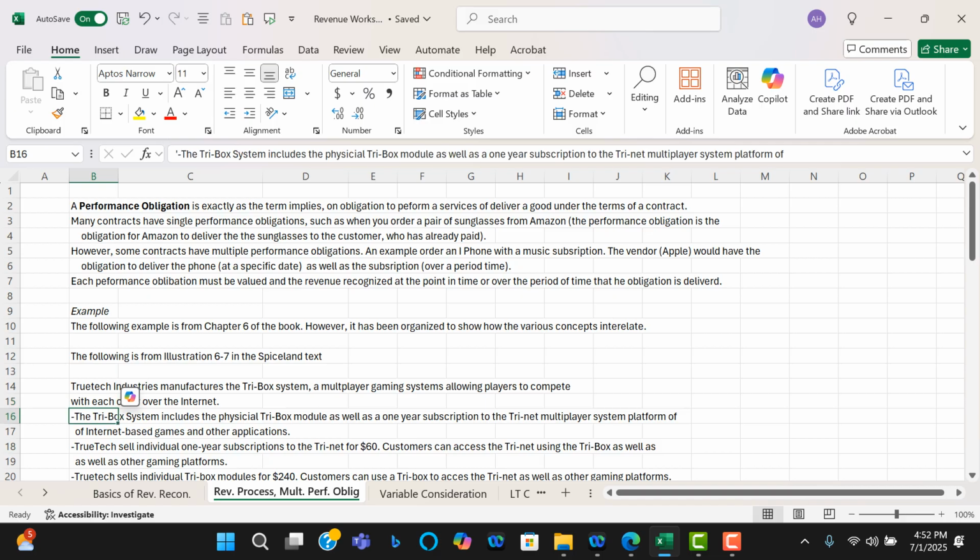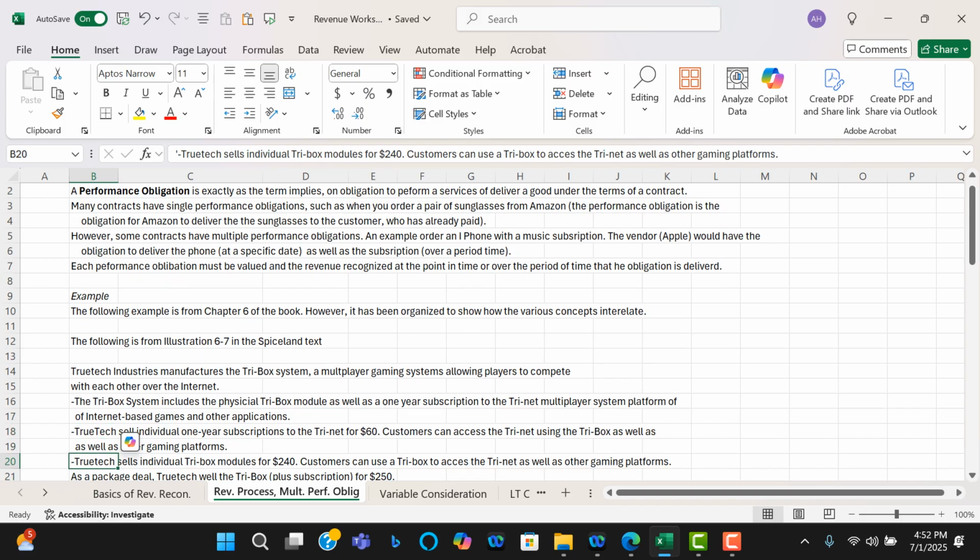Okay, here are the facts. The TrueBox system, this is the hardware, includes the physical TrueBox as well as a 1 year subscription to the TrueNet multi-year platform of internet games and other applications. So you have two possible performance obligations here. One is the TrueBox, which is the hardware, and the other one is the ability to play games. They have a system called TrueNet, which you can subscribe to, and I guess you can compete with other people on the internet based on this platform.